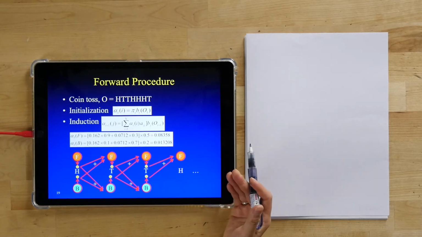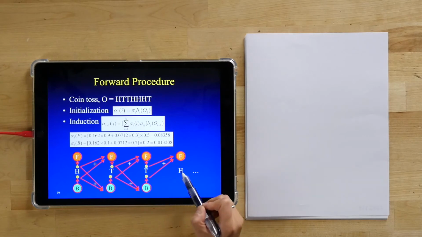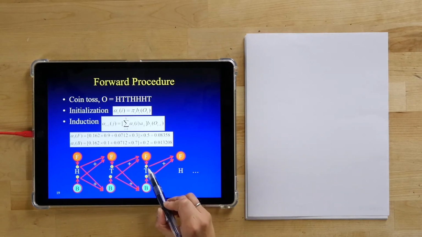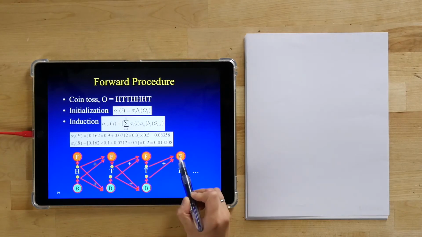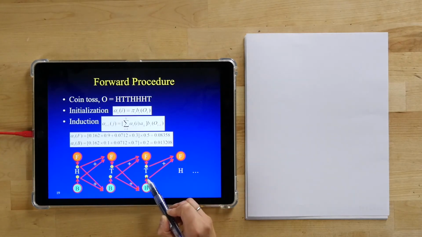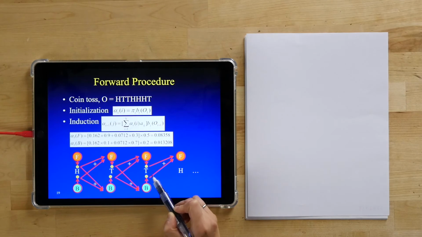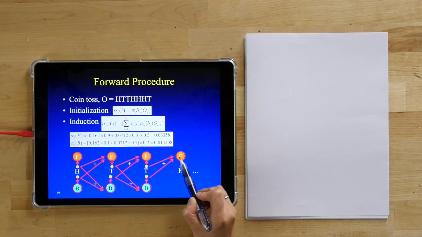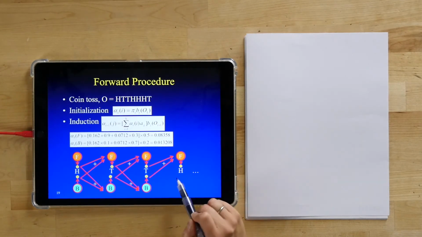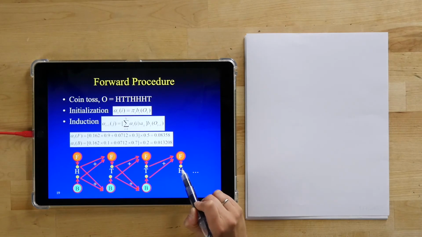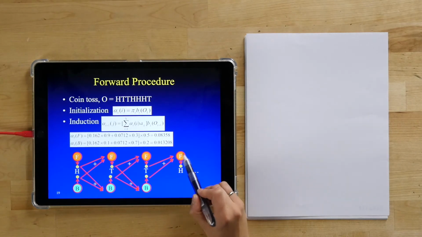And we can continue this process, right? In order to calculate the next yellow dot for alpha 4, it will be this yellow dot transition fair to fair plus this yellow dot transition from bias to fair. And then from this fair coin, I need to emit a head. And so that's the alpha 4 from a fair coin.